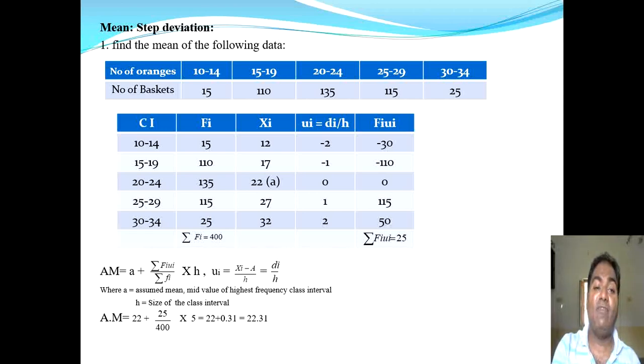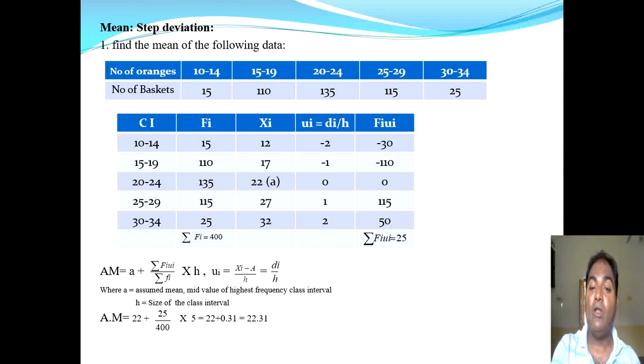So we have 10 to 14, we have 14 minus 10 is 4 plus 1. Because I have taken inclusive class intervals, we have to take plus 1. So the size of the class interval is 5. In this way we are going to find ui, and we are going to find the ui by xi minus a by h. After finding ui, we are going to find fi into ui.